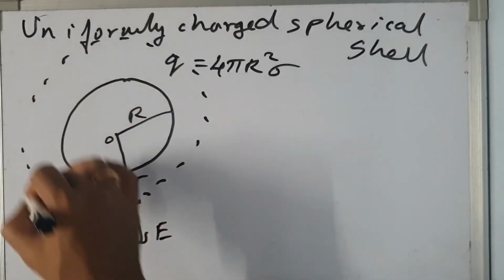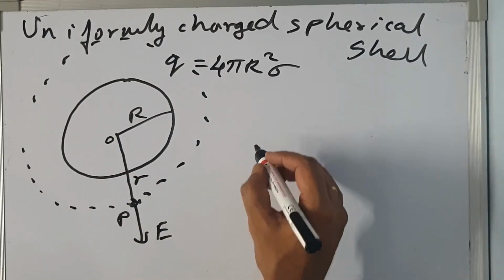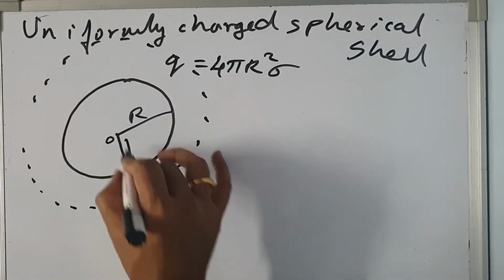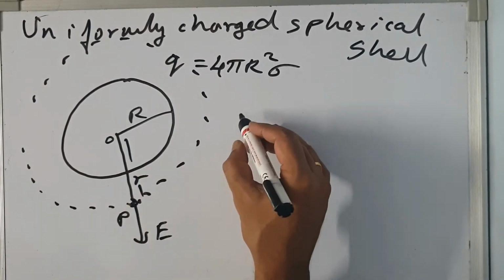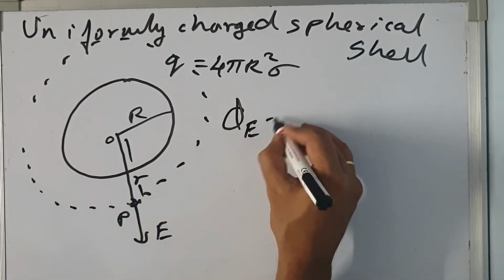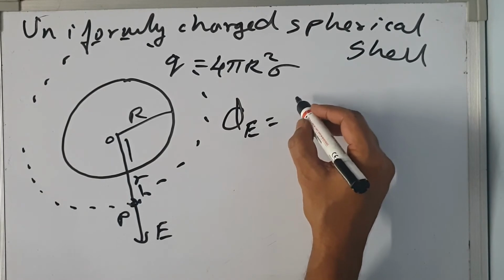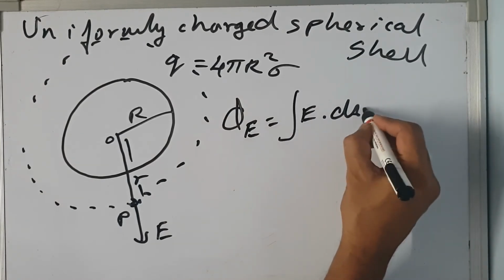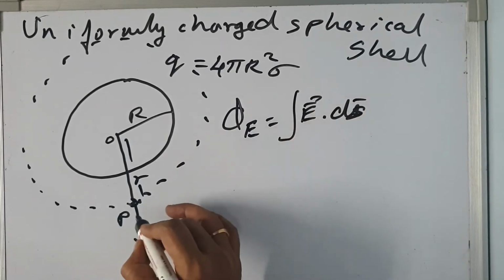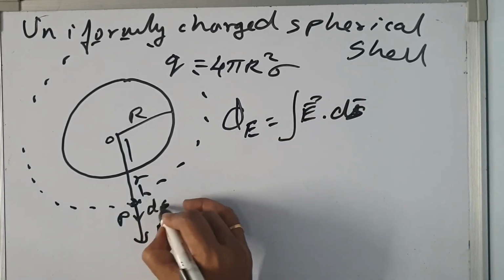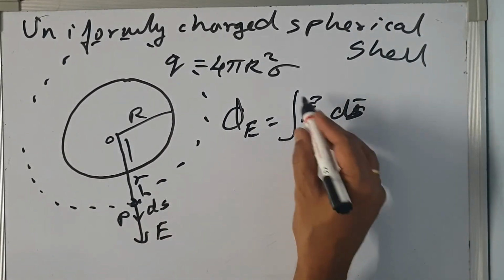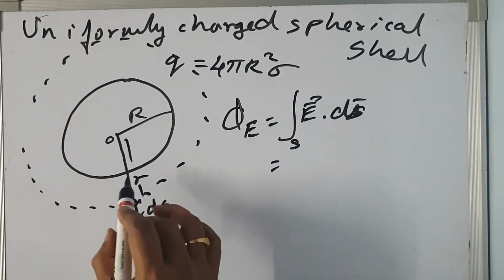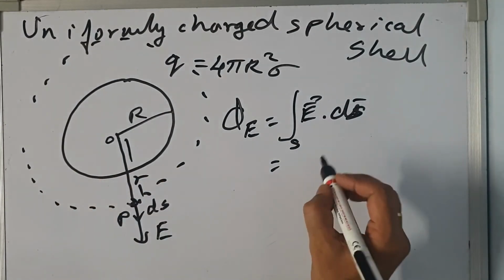What will be the total flux over this surface? Over this imaginary Gaussian surface of radius small r. Small r is the radius of this imaginary surface. The flux is going to be surface integral E dot ds. I'm taking a small surface area ds here. You know the value of E will be same at any point on the surface because it is at the same distance r from the center.